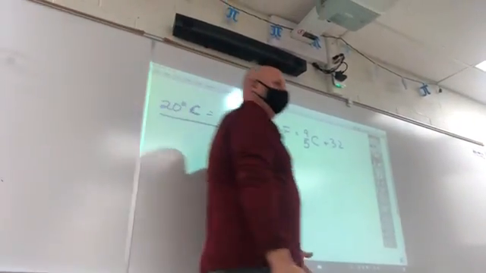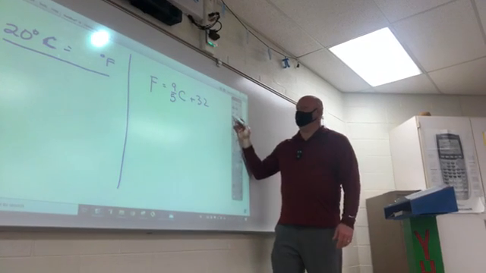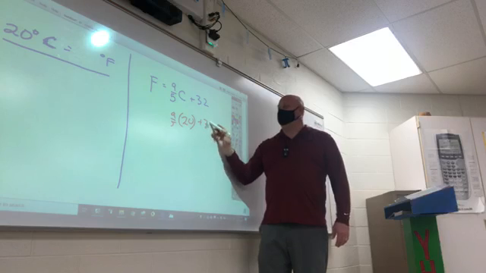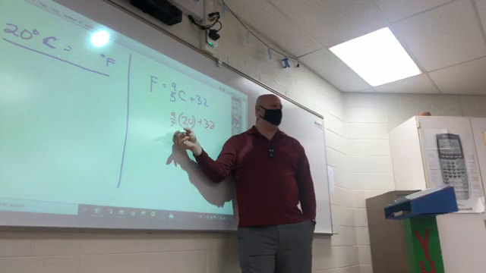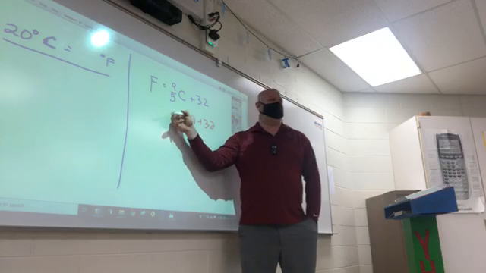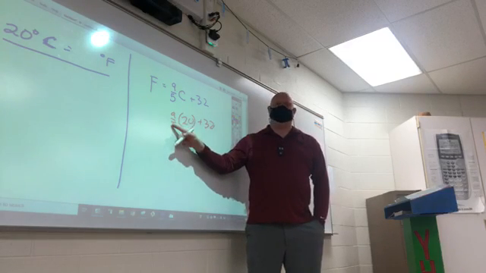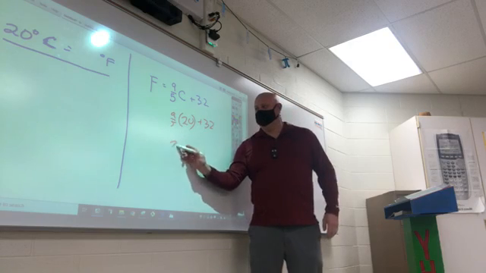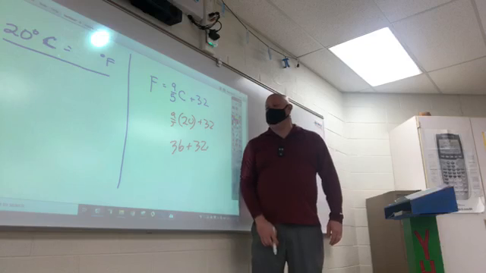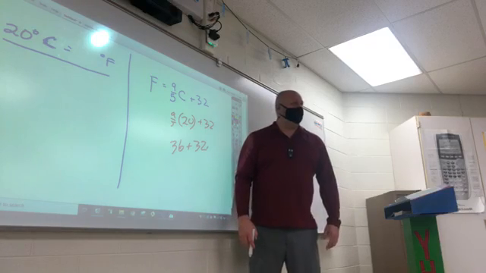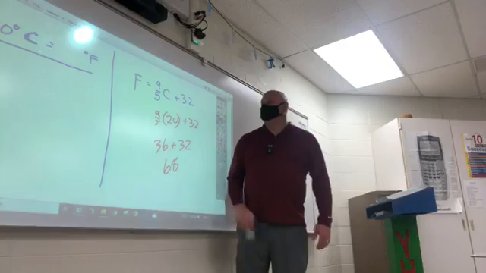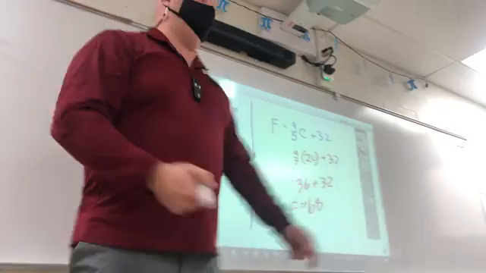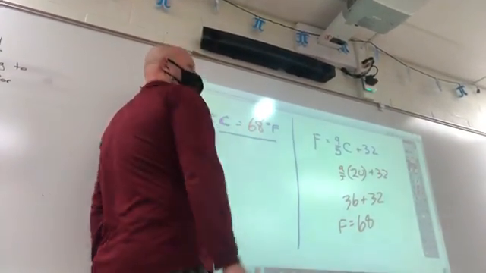Well, what's the only thing you do here? You plug in a 20. So you go 20 times 9/5 plus 32. What's 20 divided by 5? 4. What's 4 times 9? So 20 divided by 5 is 4. 4 times 9 is 36. What's 36 plus 32? 68. So what that means is 20 degrees Celsius is the same thing as 68 degrees Fahrenheit.